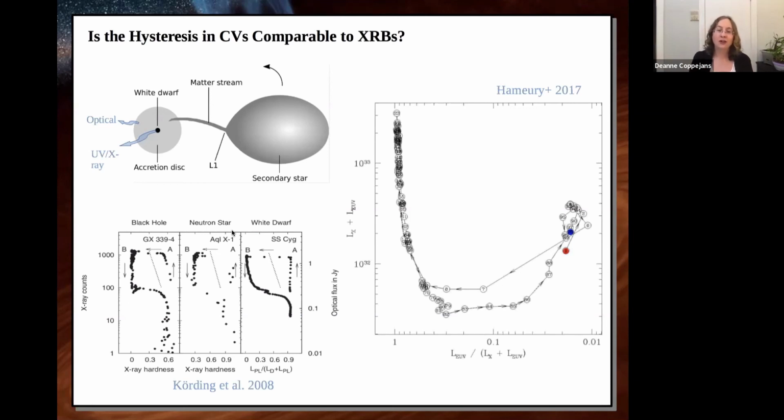Hameury et al. did compare the very inner accretion flow, and as you can see in this diagram on the right, they found that comparing the X-ray and EUV luminosity over time, you can still get a hysteresis in CVs. But now the question is whether this hysteresis is analogous to the X-ray binaries. In essence, we need a model-independent, resolved radio detection of a jet to conclusively determine whether CVs launch jets.